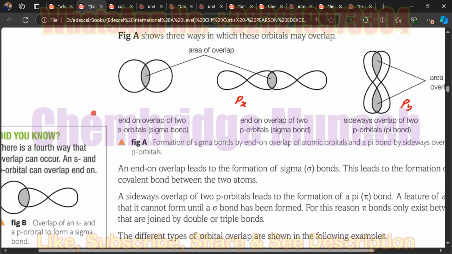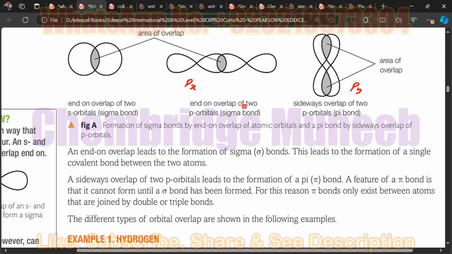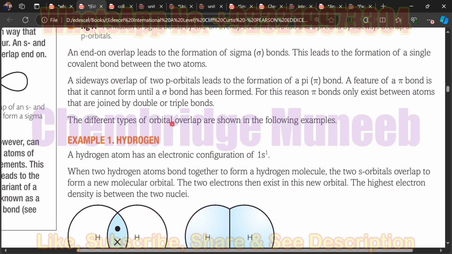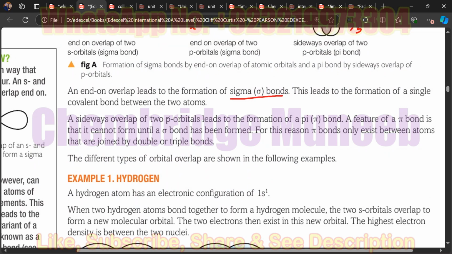Basically, when we say that two atoms are overlapping with each other, they are doing this overlapping at a micro level, or at a deeper level, at the orbital level. So this is the kind of overlapping shown by different orbitals. Now there is also a topic on the sigma bonds and the pi bonds. Sigma bonds and pi bonds. Are you familiar with these bonds?